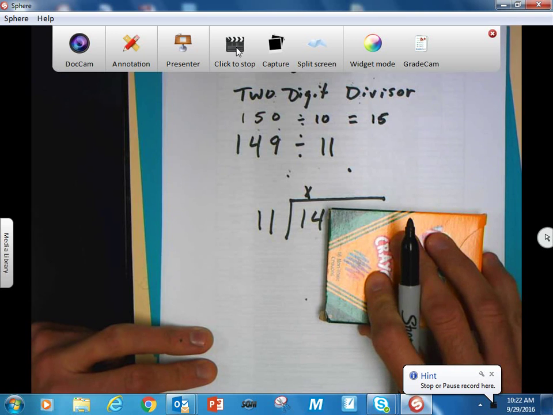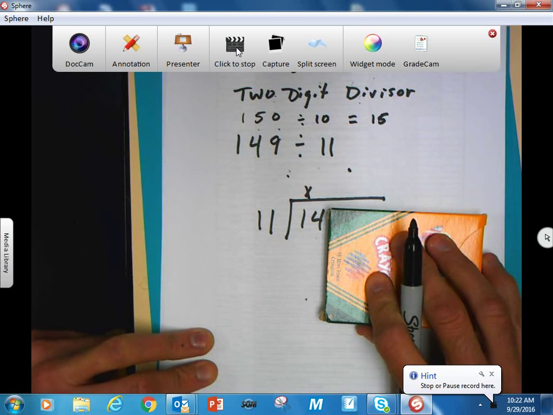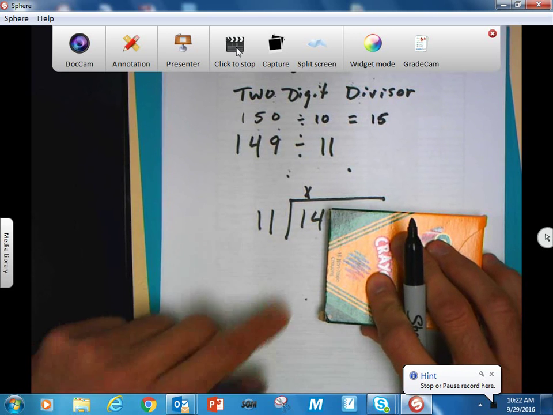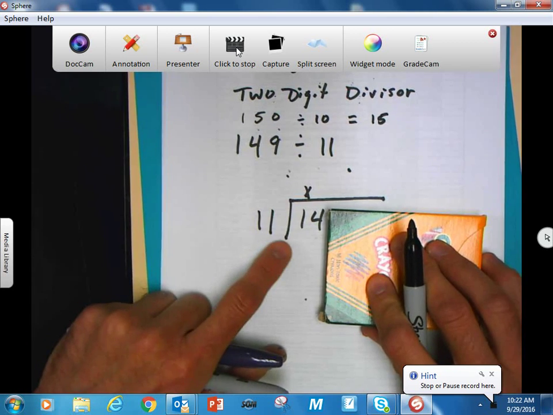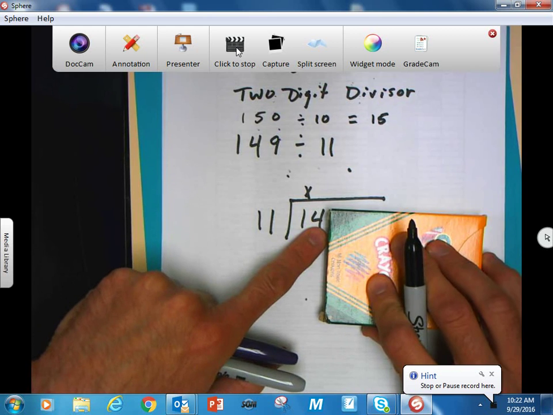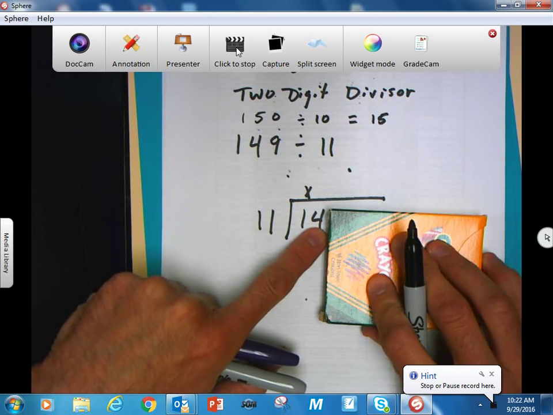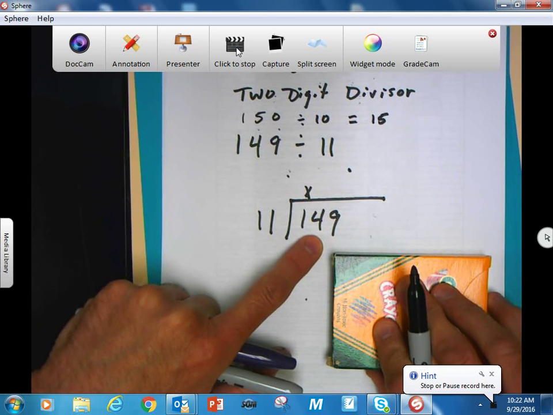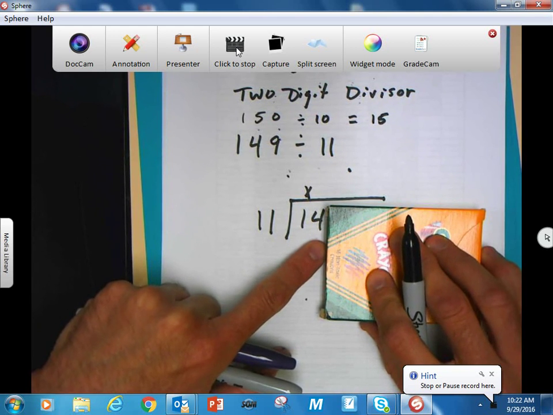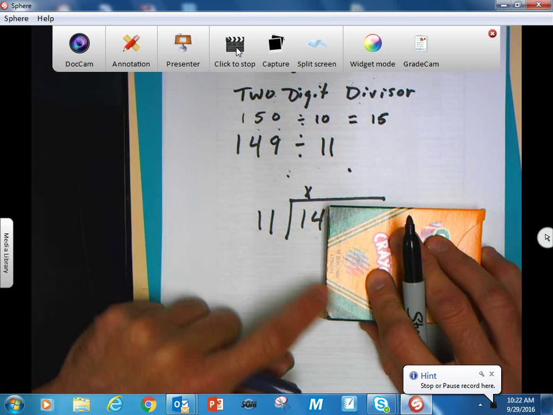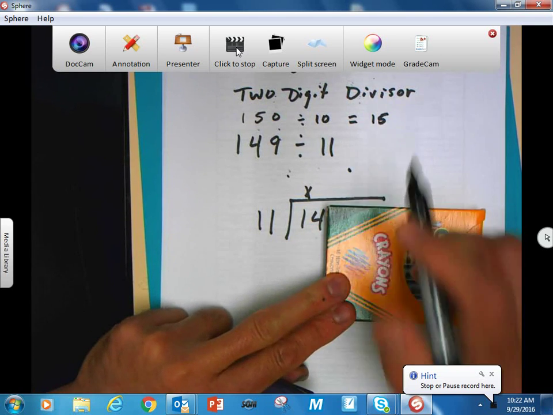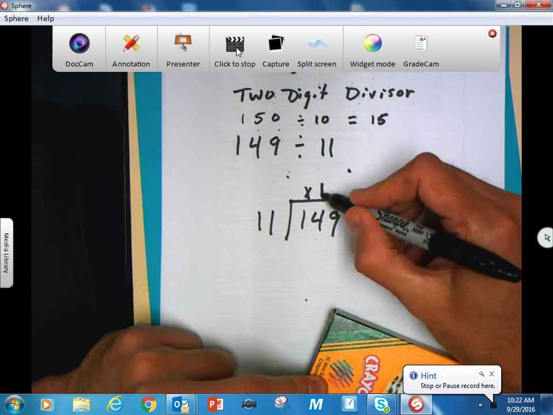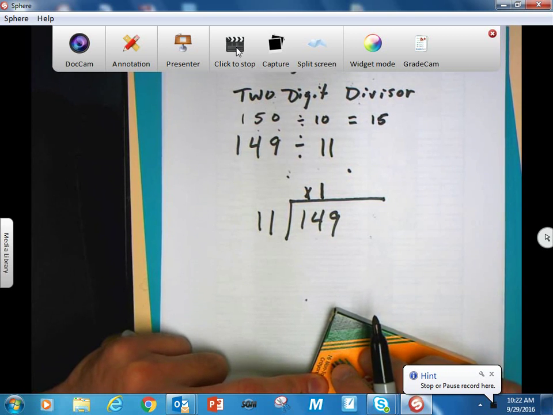So now we ask ourselves, will 11 go into 149 10 something times? That's why we ask ourselves, how many times will 11 go into 14? Well, that's not really 14. That's really 149. But that 4 is in the tens position. So you're asking yourselves, how many times will 11 go into 14? And we know that it goes in 1 time. So we put a 1 right there above the 4.